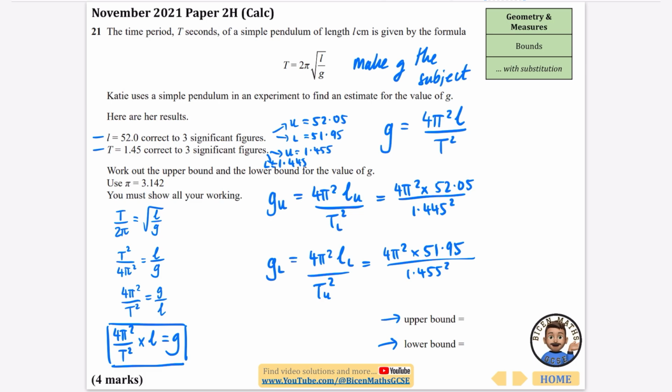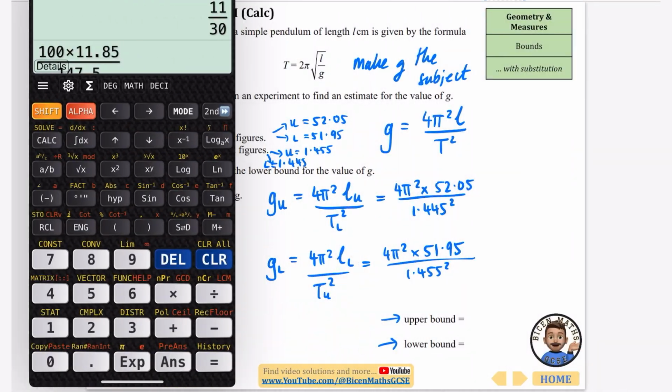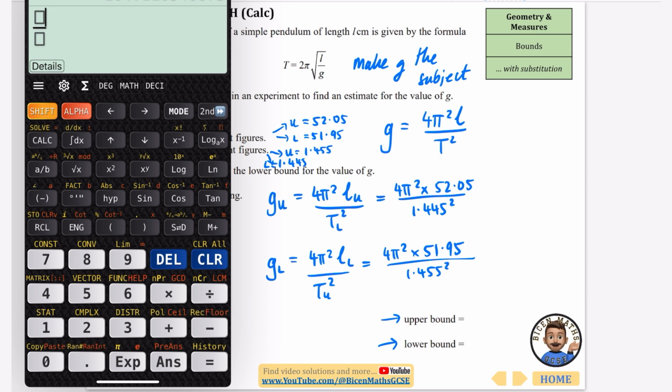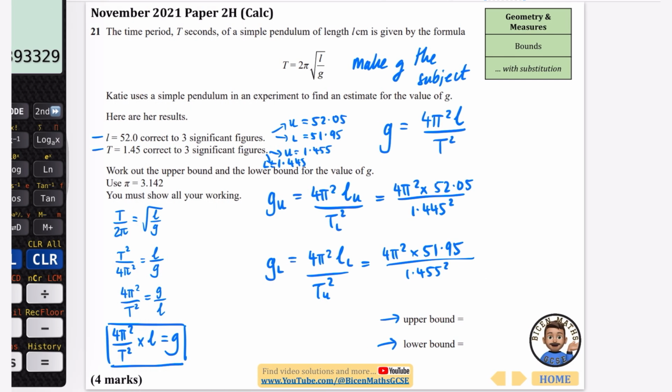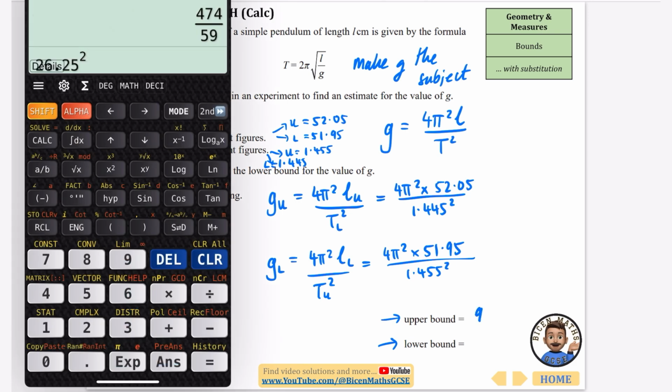Okay, so onto my calculator, and I'm going to try and do it so I can just change the values nice and easily. I'm going to do my 4 pi squared multiplied by 52.05 divided by 1.445 squared. So that is 984.1125... The lower bound is if I change these numbers. So I'm going to make this one as big as possible, so that's 1.455. And I'm going to make this one as small as possible, which is the 51.95.